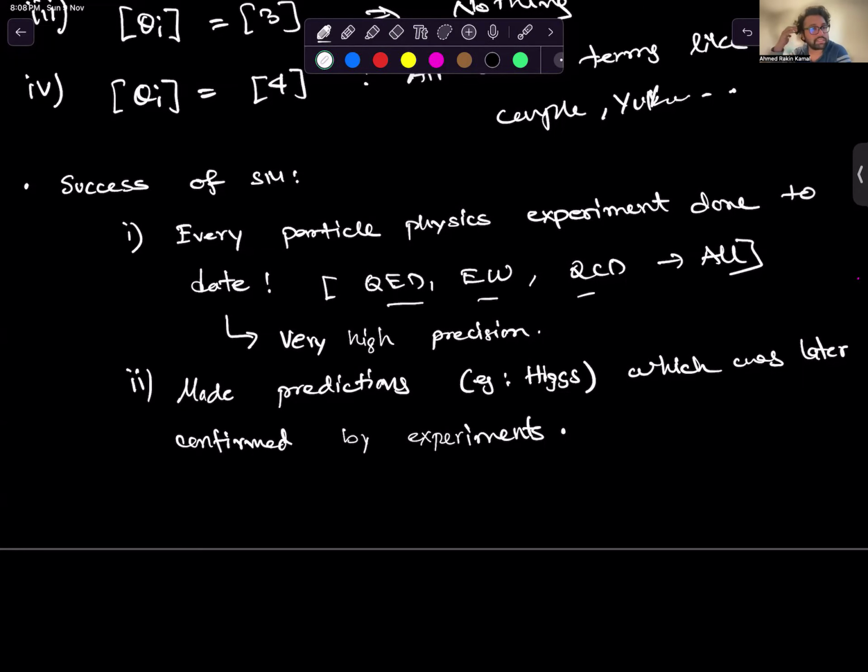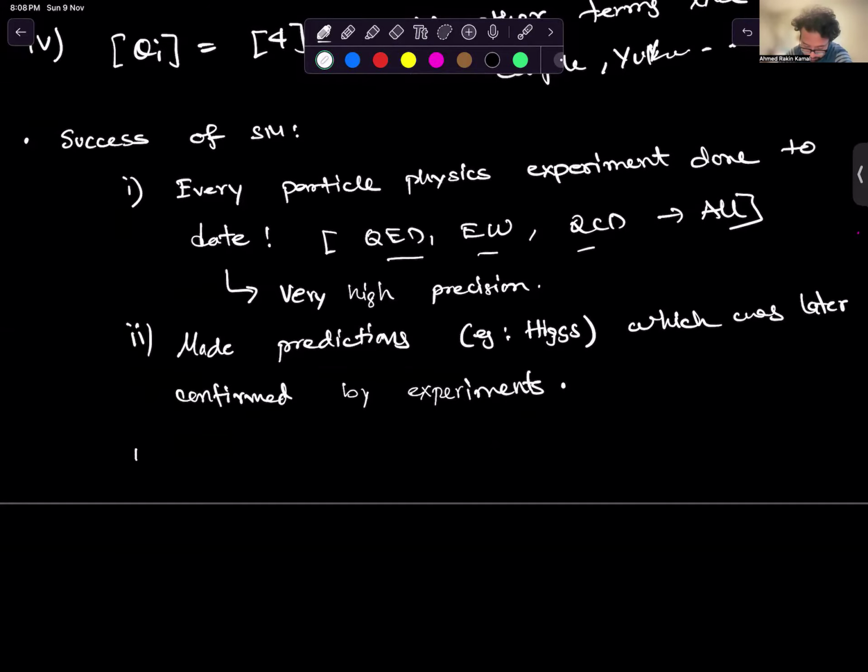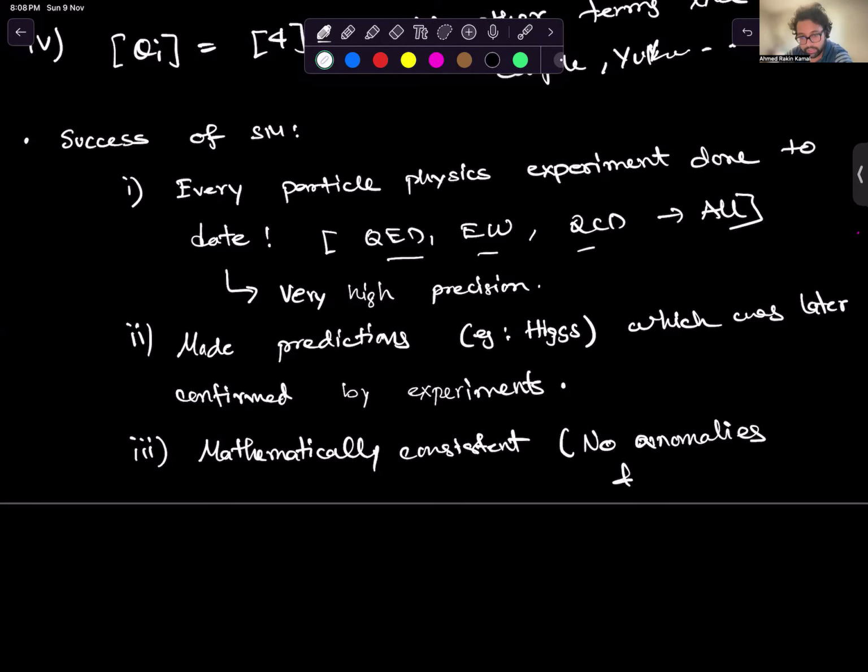So there are precision tests going on all over the world in detectors like CERN and Fermilab, and still we have not found any deviation from what we expect from the standard model, which is pretty amazing. And of course, as we saw, it is mathematically consistent, in the sense that it has no anomalies and is renormalizable.